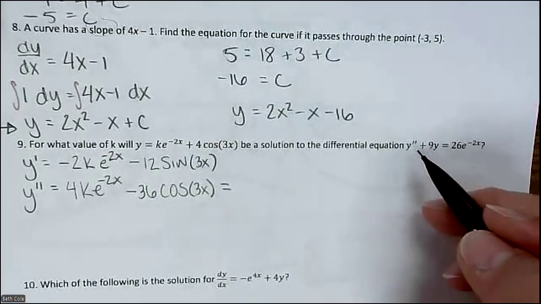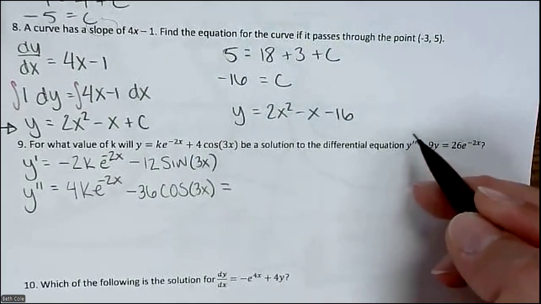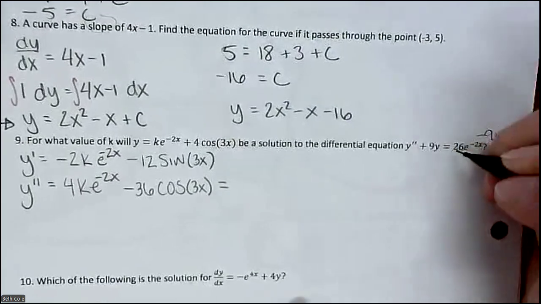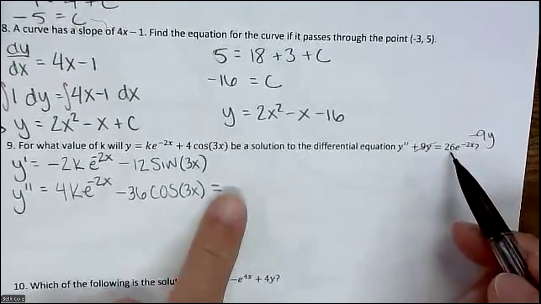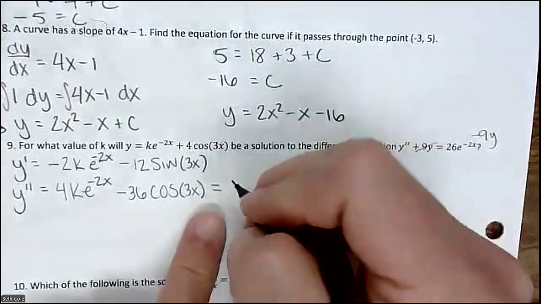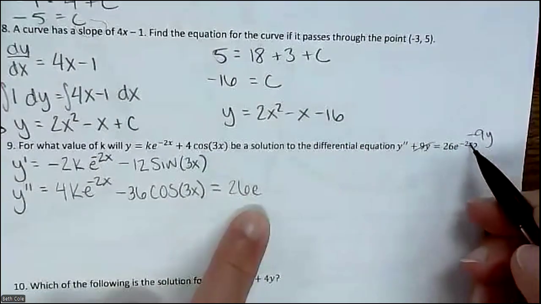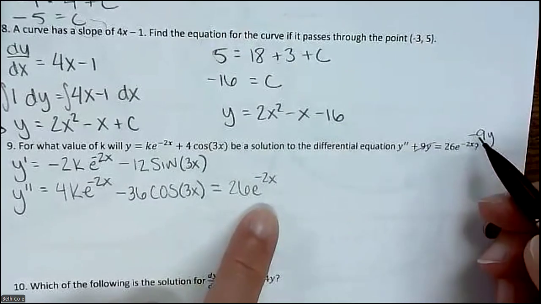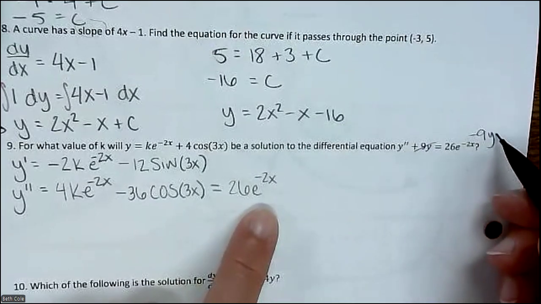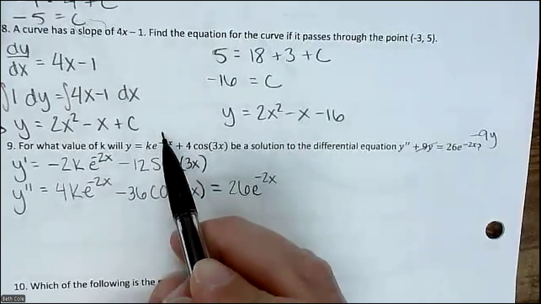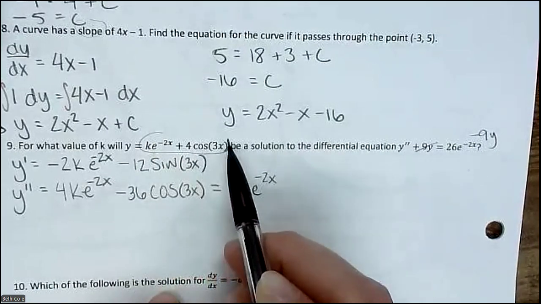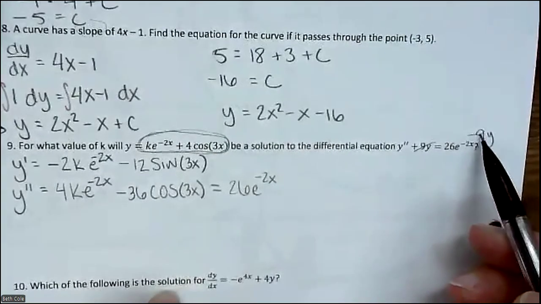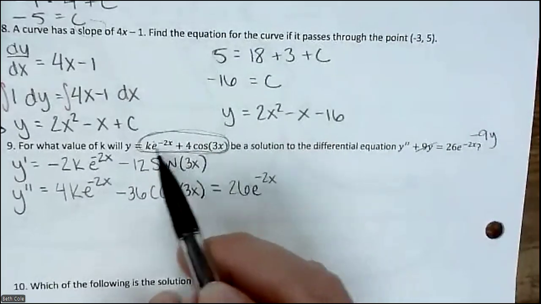And over here, what would I have to do to get the y prime prime by itself? Yeah, subtract the 9y to the other side. So this is going to equal 26 e to the power -2x. Now it's minus 9y. Y is this thing. Do you see what I'm circling there? So you're going to have to multiply a -9 to both parts of that.